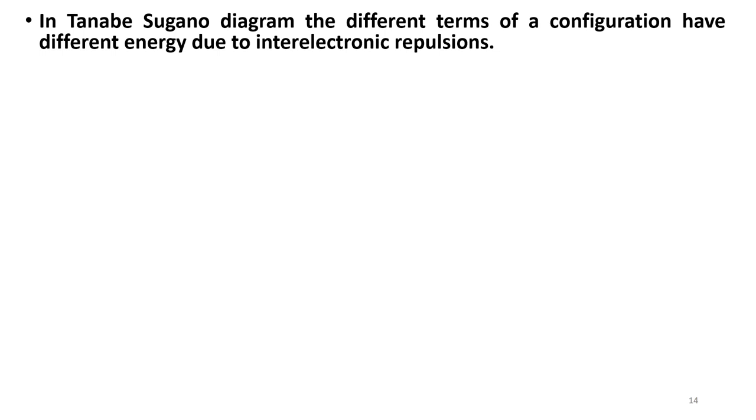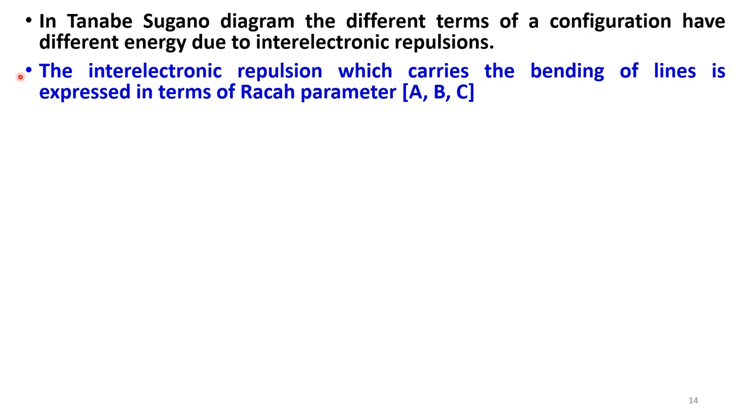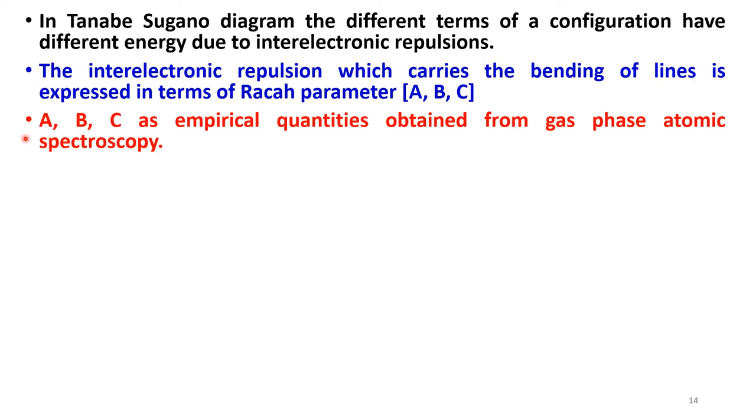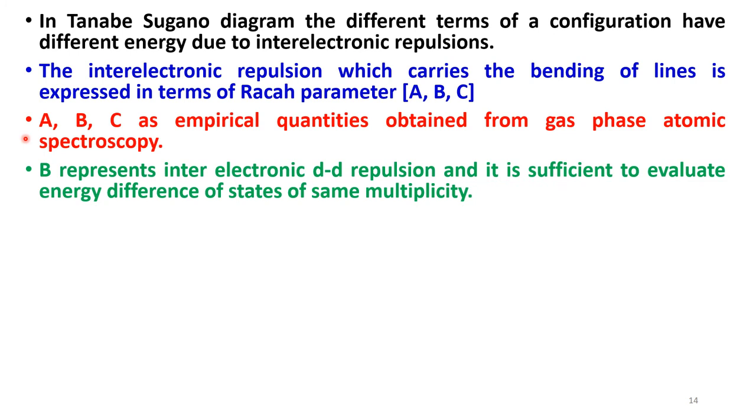Once again, I will tell you how we can determine the nephelauxetic effect. In the Tanabe-Sugano diagram, the different terms of a configuration have different energy due to interelectronic repulsions. The interelectronic repulsion which causes the bending of lines is expressed in terms of Racah parameters, say A, B and C. A, B, C are empirical quantities that can be obtained from gas phase atomic spectroscopy. B represents the interelectronic d-d repulsion, and it is sufficient to evaluate the energy difference of states of the same multiplicity. So, in the case of the nephelauxetic effect, this B term is necessary, as it only represents the interelectronic d-d repulsion.